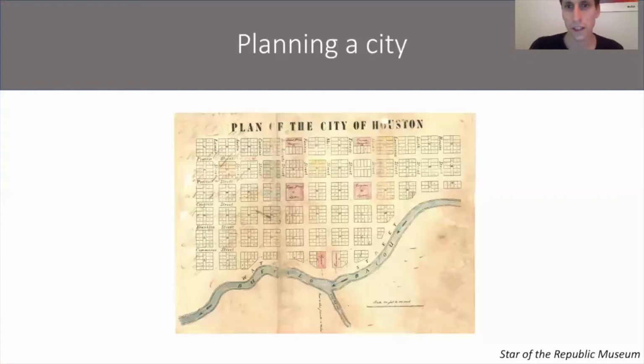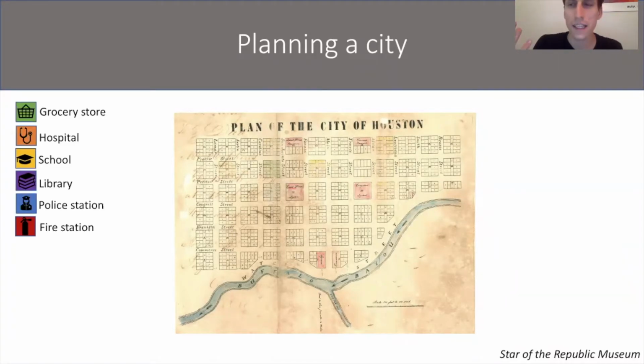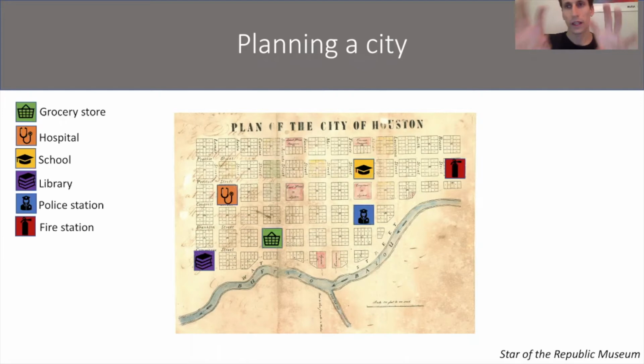So before I dive into the science, I want to provide a quick analogy. I want you to imagine that you are planning a city. And here I have a map of the city of Houston before it was built. So it was essentially the plan that the founders of Houston were hoping to work off of. So you have an idea of the types of buildings that a city requires, right? And you can place those however you like throughout the map, right?